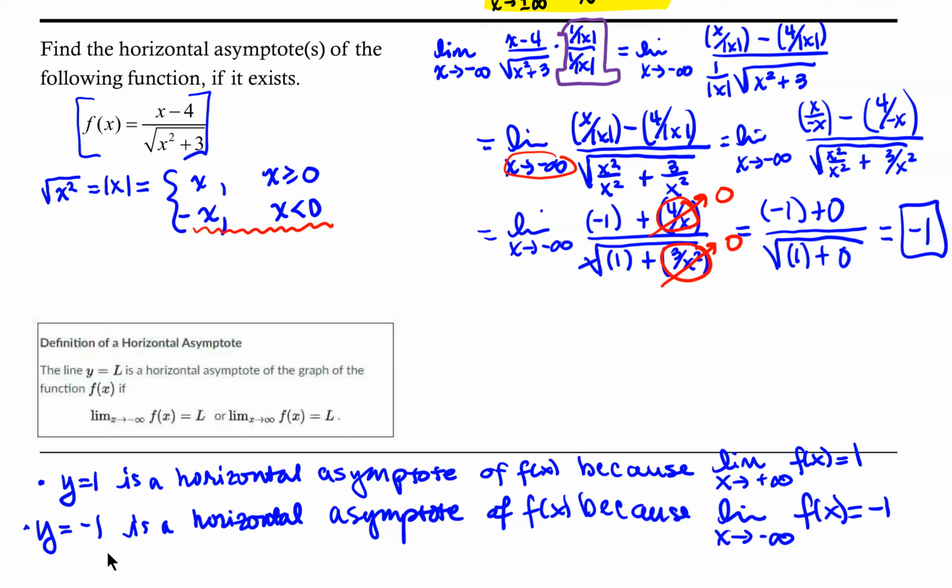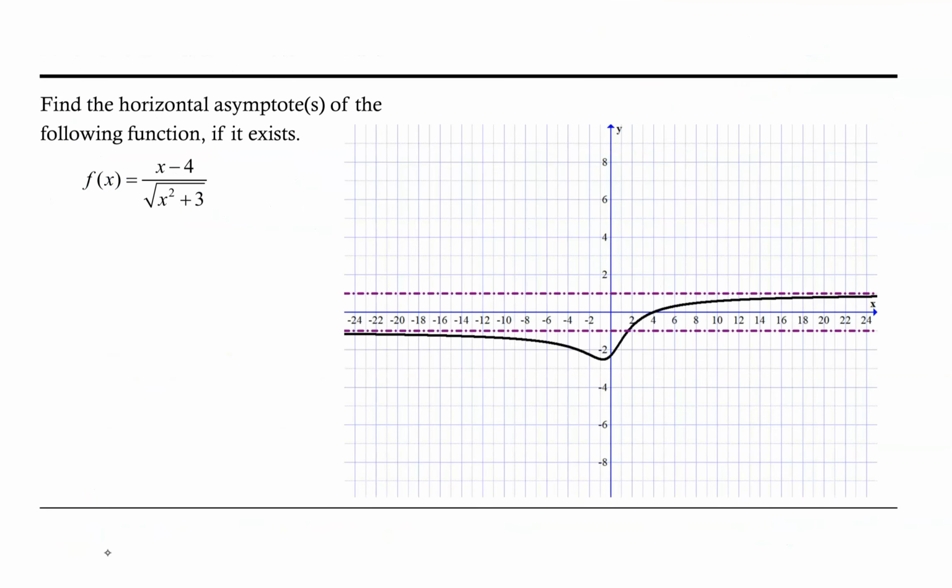And so for this particular function, we have some interesting behavior. We don't have a single horizontal asymptote. We actually have two distinct horizontal asymptotes. And we can see that played out here in the graph of the function. As x approaches positive infinity, we can see that this function is increasing and getting closer and closer to this horizontal line, y equals 1. And as x approaches negative infinity along the x-axis, we can see that our function is increasing and getting closer and closer to this horizontal line, the line y equals -1.